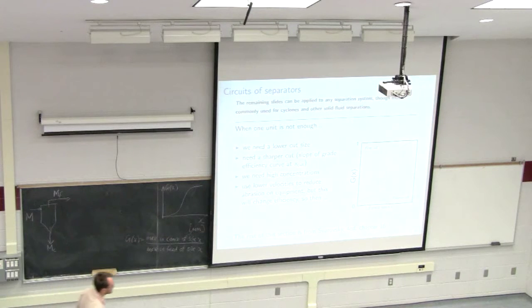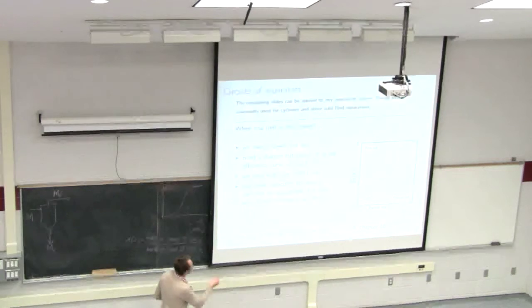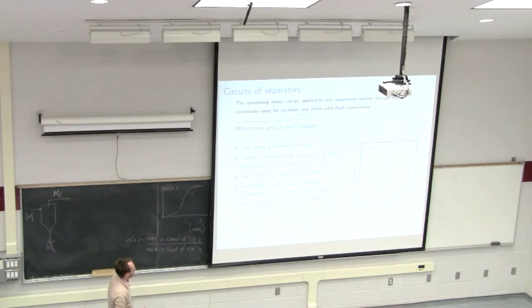Another way of saying that is we would like a lower cut size. A cut size tells us where 50-50 goes to the overflow and underflow. We would like to get a lower cut size. Or we might want a sharper cut so that the slope of the cut is steeper. So for all these reasons, we might want to explore sequencing a variety of cyclones, and that's what I'm going to look at today. The other concept I want to look at is related to efficiency and pressure drop.